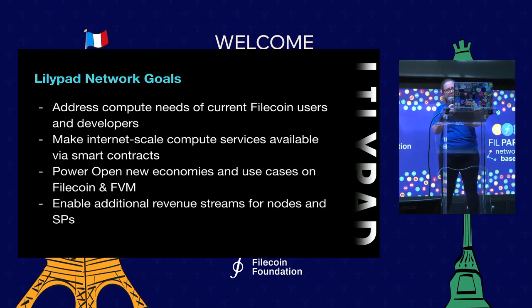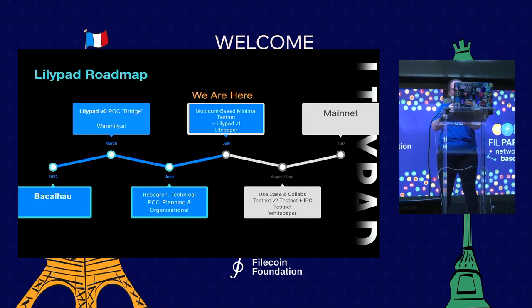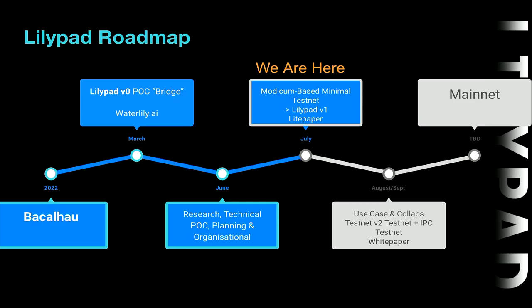Next for Waterlily, we're going to keep building, obviously. These are some of our goals. And our future roadmap, as I mentioned before, includes releasing IPC testnet. And following on from that, we're going to obviously get to mainnet at some point.